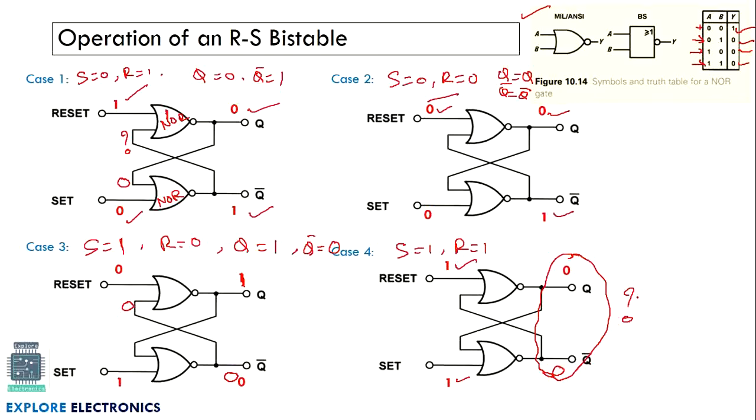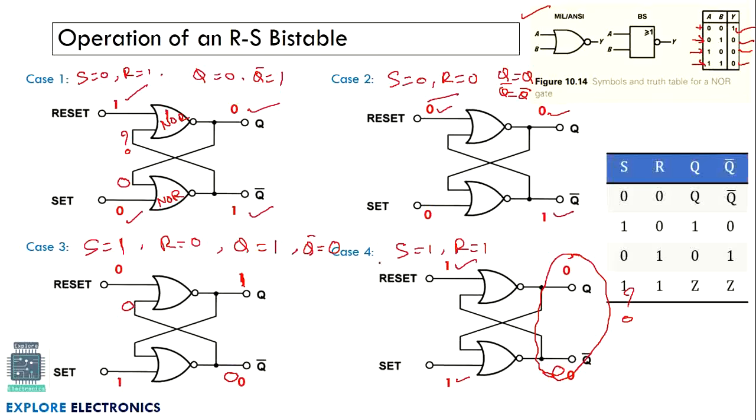So what do we call this state then? We are going to call that state the indeterminate state. Indeterminate state means when S is 1 and R is 1, we say it is Z, it is unknown, or we say it is a forbidden state. So we need to address this issue. When both the inputs are 1, we are supposed to get a stable output. But in RS bistable, we are going to get an indeterminate state as output.